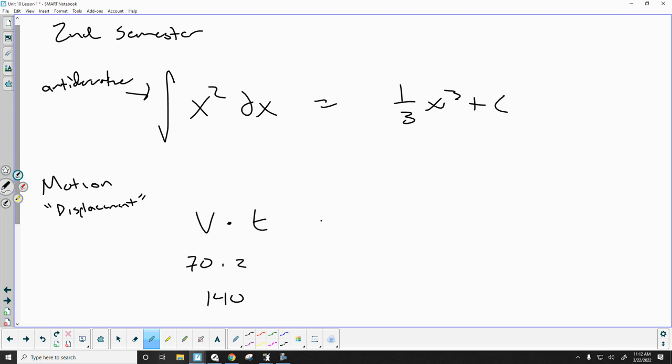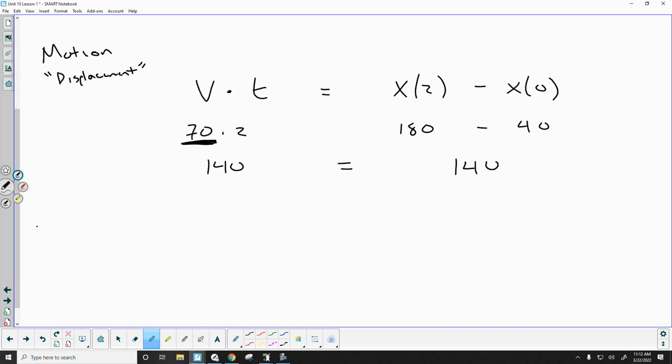But we also talked about how you could find a change in position. Like what's your starting position versus your ending position? And maybe this was 180, like a mile marker, and this was a mile marker of 40, you get 140. Boom, boom, boom. Okay, cool. Now, this half was easy if your velocity was constant.